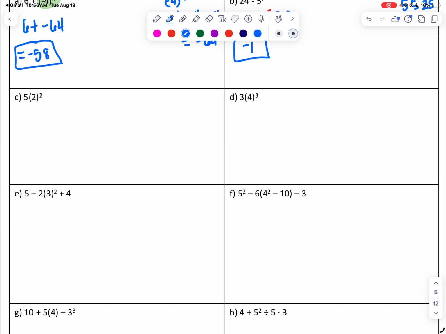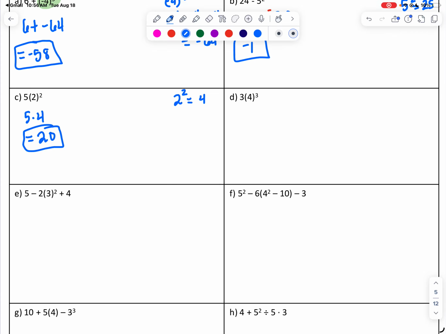All right, problem C. We have 5 times 2 squared. So we have multiplication and exponentiation. We'll do the exponentiation first. 2 squared is 2 times 2, which is 4. So this would be 5 times 4, which would be 20.